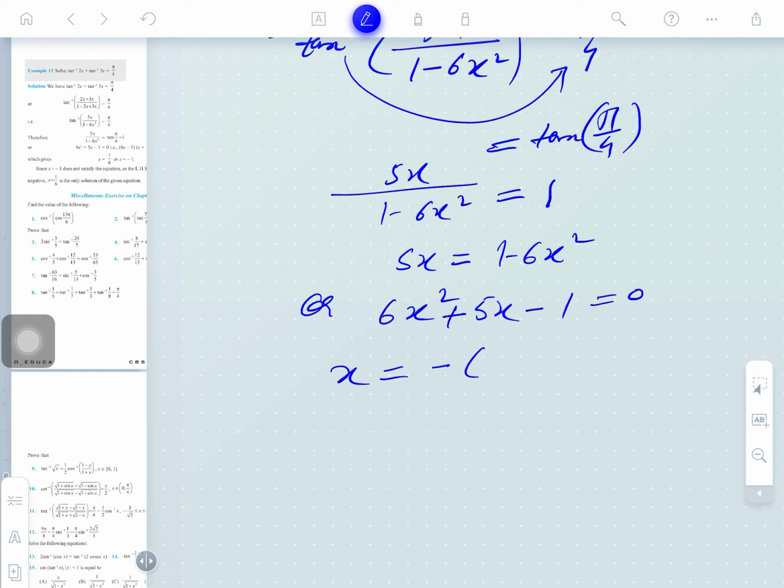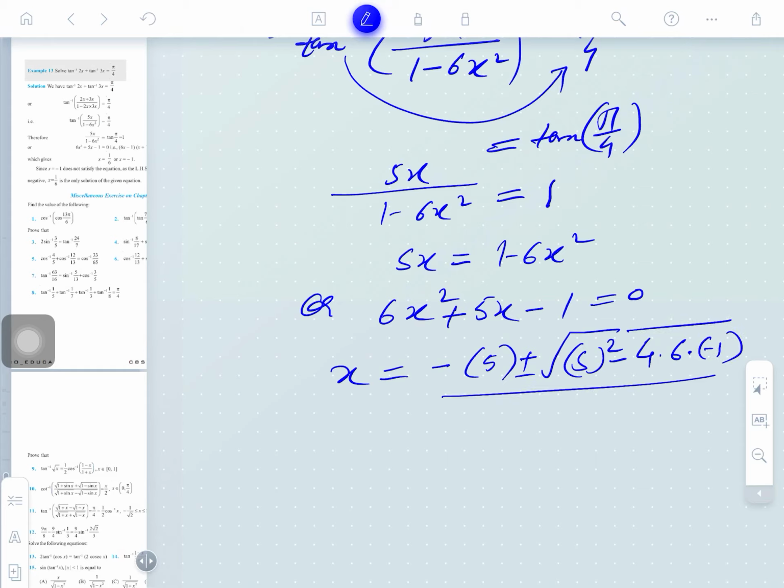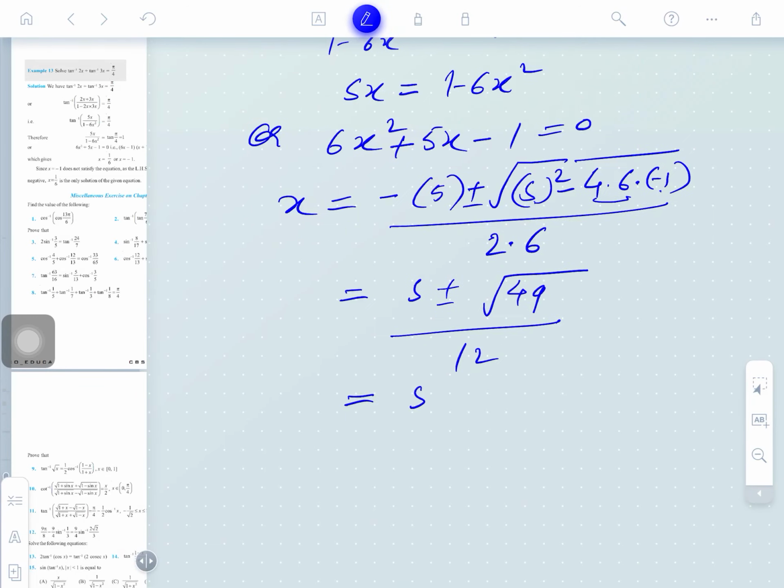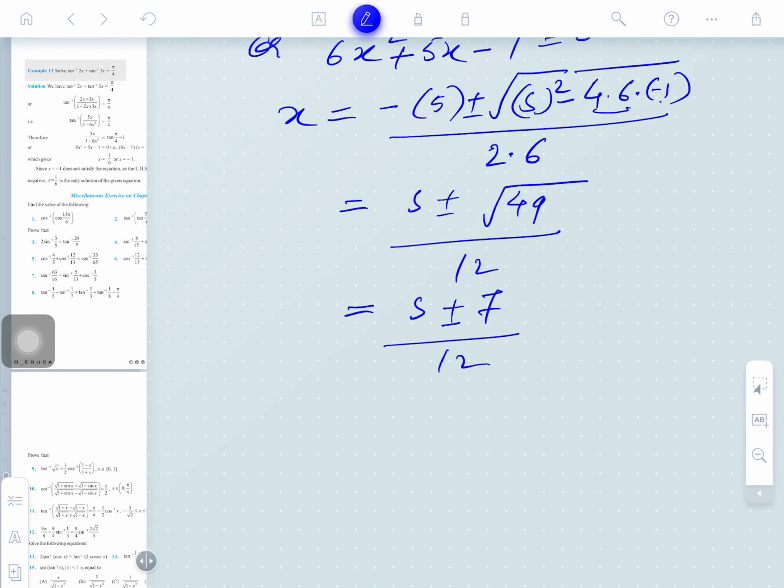So x is equal to minus b plus minus the square root of b square minus 4ac, with b as 5, a as 6 and c as minus 1. Do you remember this from the 10th class? Over 2a. So what will be here? Minus 5 plus minus the square root of 25 plus 24, which is 49, over 12. So minus 5 plus minus 7 over 12. If you take the sum, it comes 12 by 12, which means 1. So x will be 1, and if you take the difference, so minus 12 by 12, it will be minus 1 by 6.